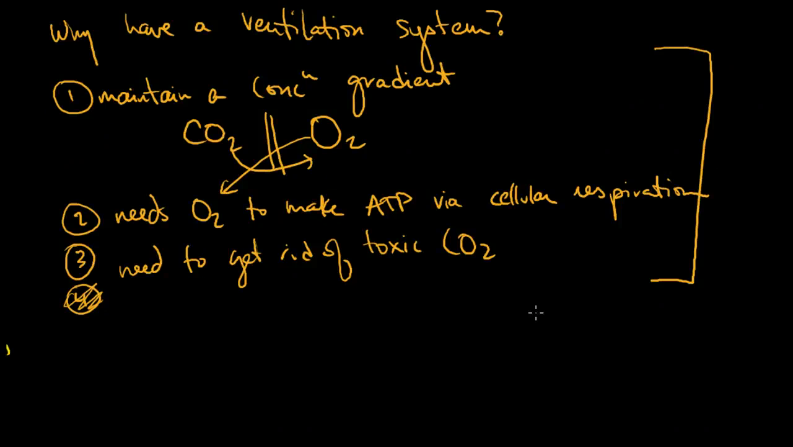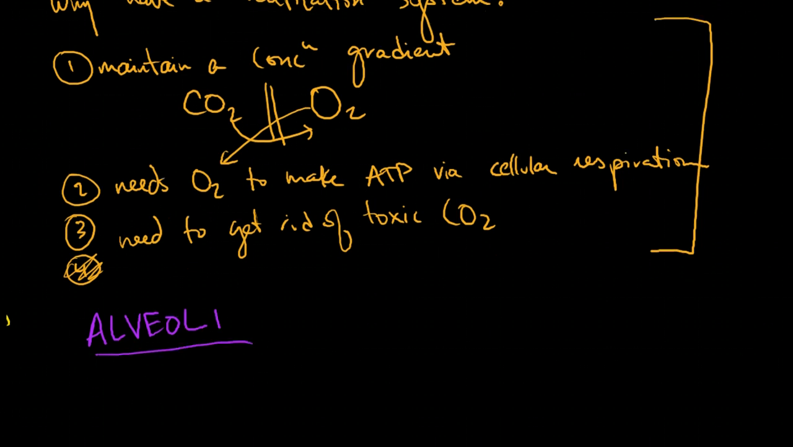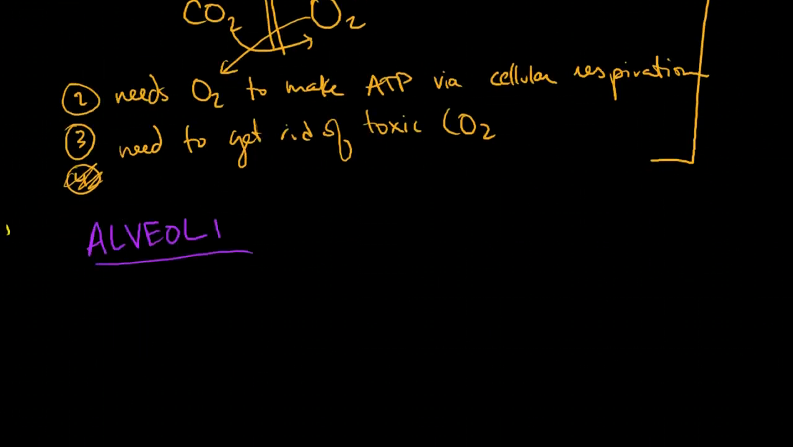Okay, and so let's more specifically talk about, let me pick a different color here so we can be clear that we're talking about something that's a little different. And so we're going to talk about the alveoli. So alveoli is the plural of alveolus. We have lots of alveoli in our lungs. And we need to talk about the structures that they have that help them in their function of gas exchange. So we're going to talk about the structure as it relates to function.